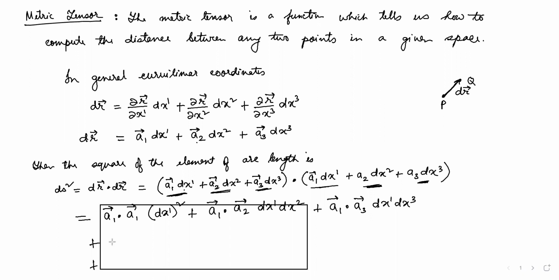I repeat, all these 9 terms, they can be written in a shorthand form. Let us do it. So we can write it as ds square equal to gij dxi dxj. They can be written in the shorthand like this.